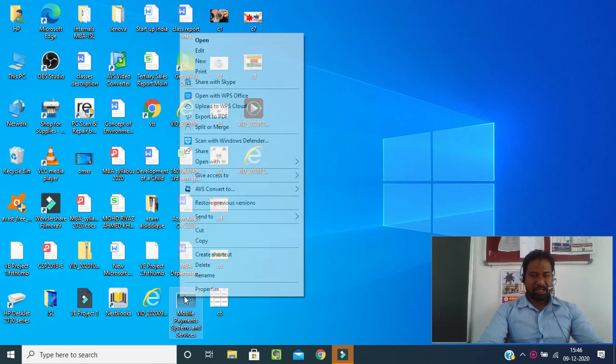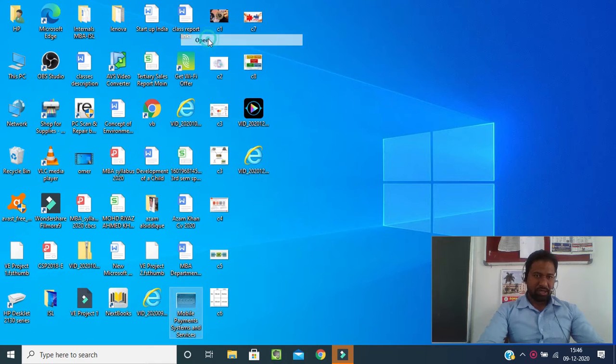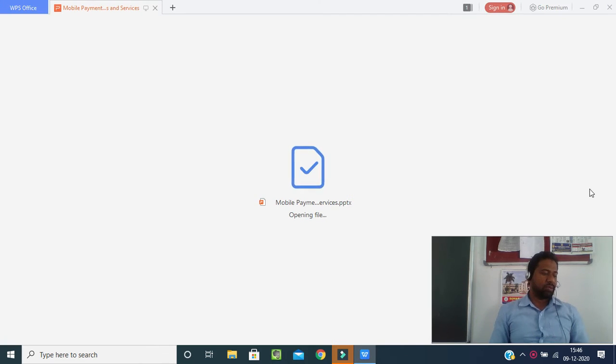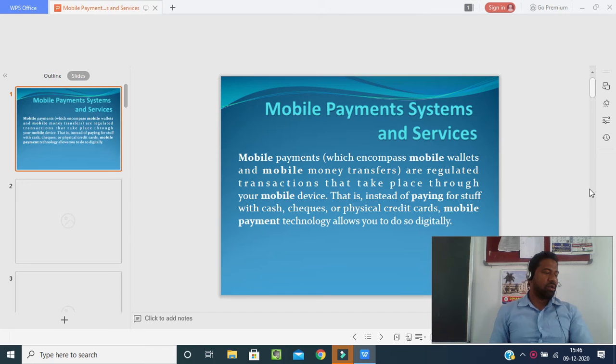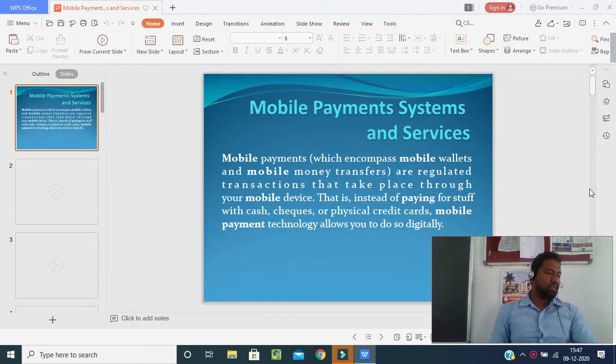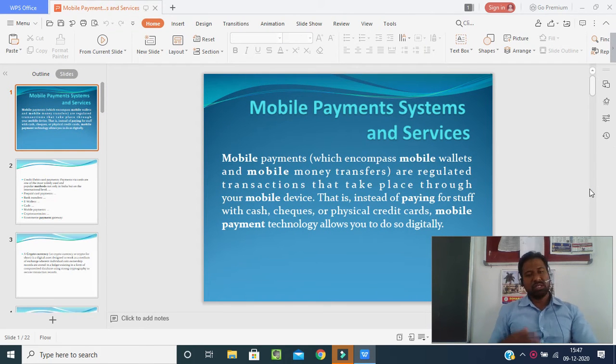That is e-business. Today we are going to start with our mobile payments models, the topic, and another one, how the mobile payments are going to take place. That means what is the system and procedure and services of mobile payments. So first we will start with our topic, that is mobile payments, system and services.